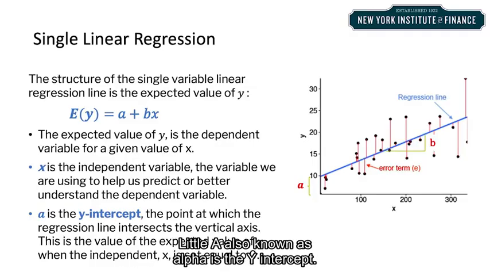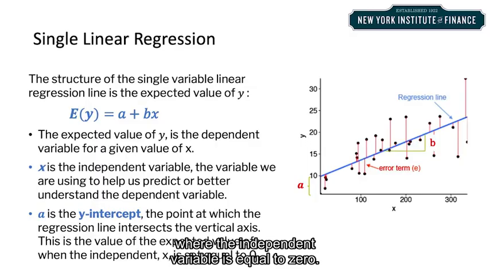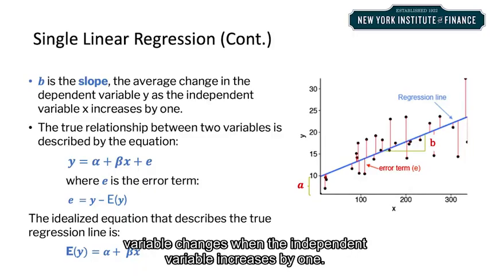Little a, also known as alpha, is the y-intercept. It's the point at which the regression line intersects the y-axis, or where the independent variable is equal to 0. b, or beta, is the slope or the amount by which the dependent variable changes when the independent variable increases by 1.